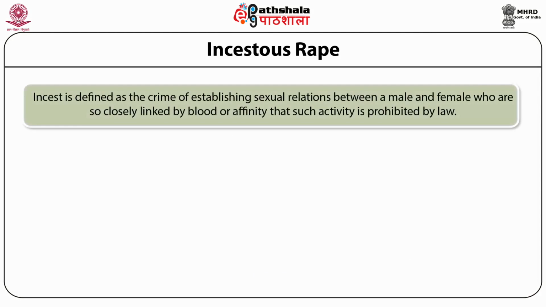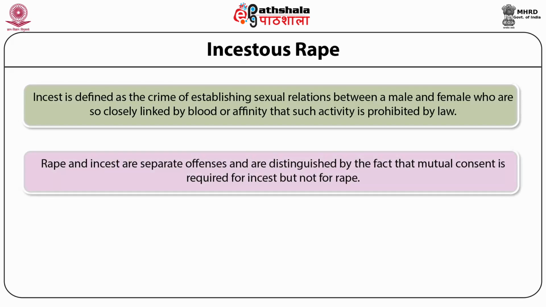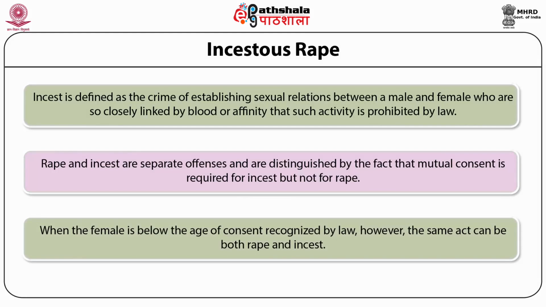Incestuous rape. Now, incest is defined commonly as the crime of establishing sexual relations between a male and female who are so closely linked by blood or affinity that such an activity between them is forbidden by law. Rape and incest are separate offences because we had already clarified in the earlier module that rape is a question of law. Incest could be consensual as well. So, rape and incest are distinguished by the fact that mutual consent is required for incest but not for rape. When the female is below the age of consent, as recognized by the law, however, the same act can be both rape and incest.